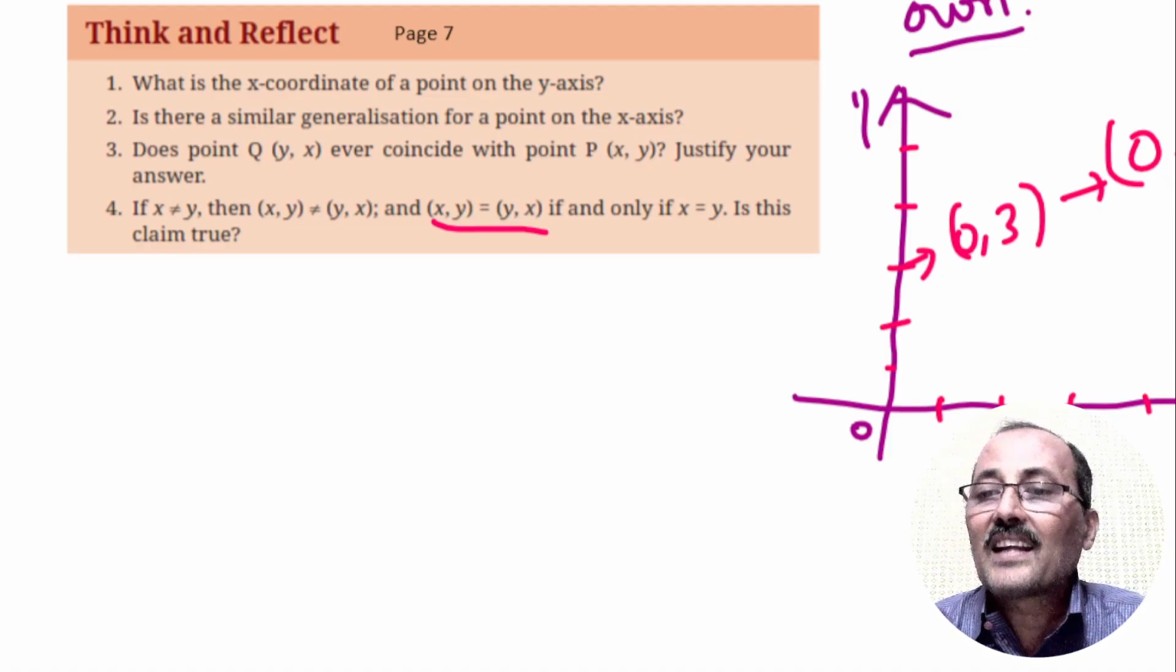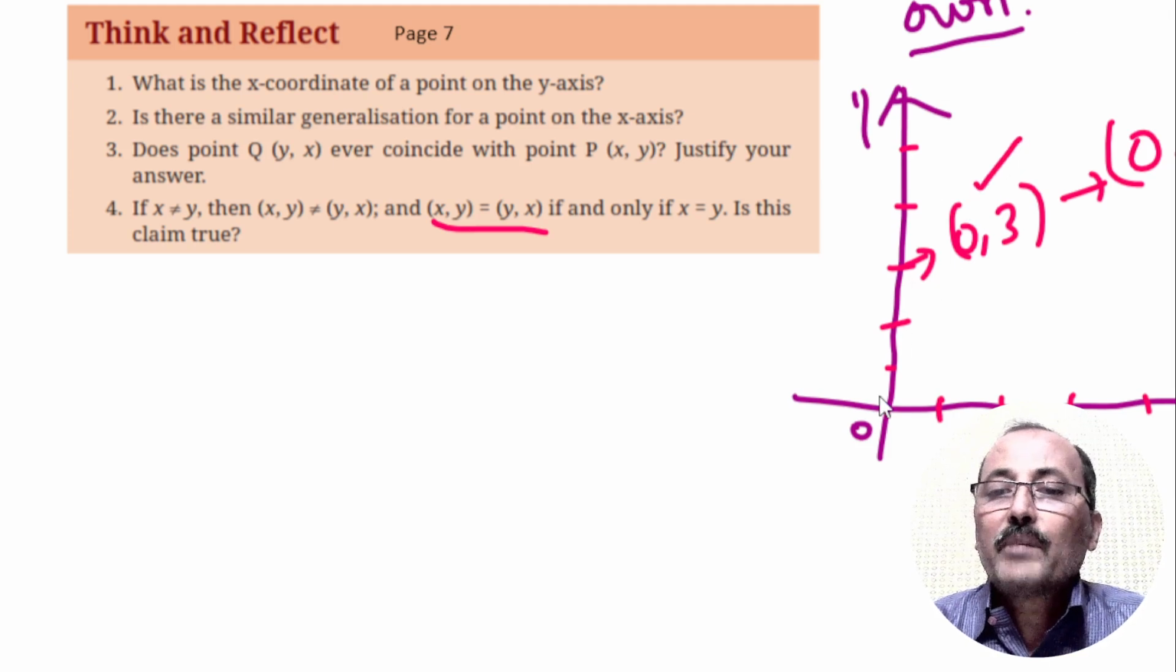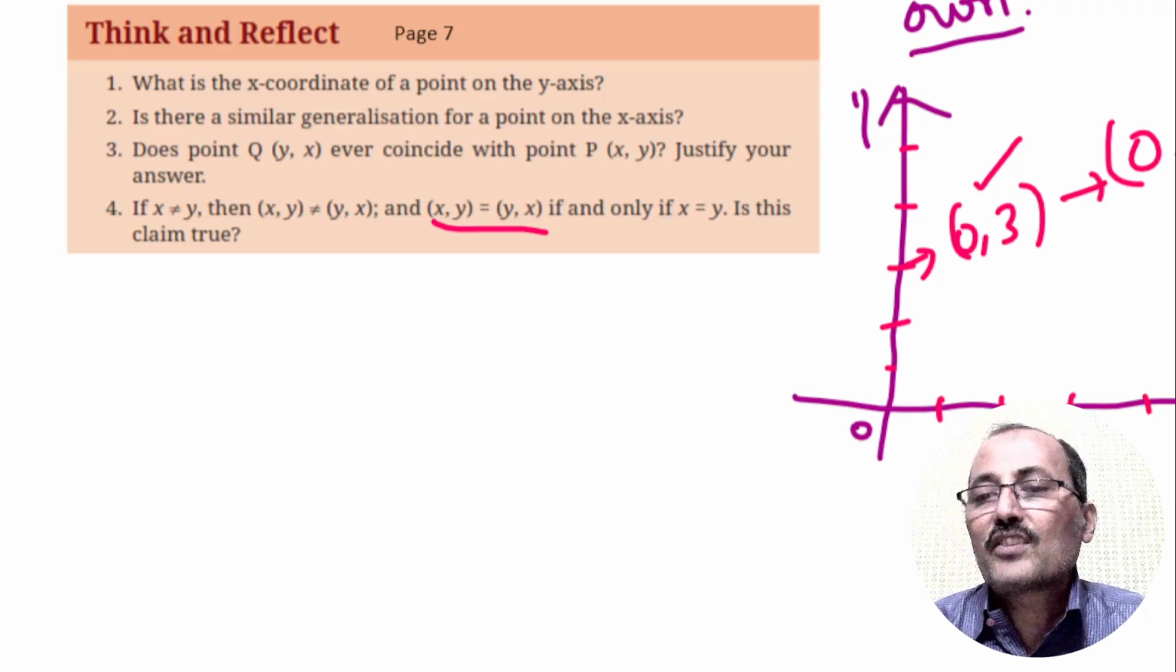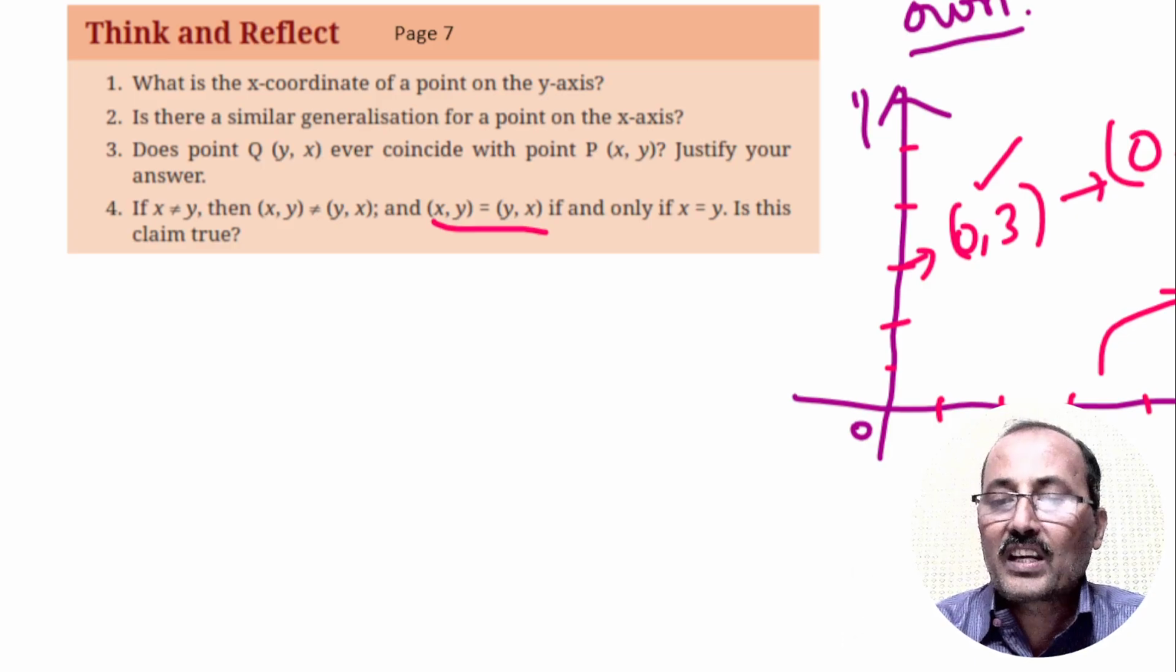This is called generalization. This is a particular point, 3. Because 1 to 3 is 3 units, therefore (0, 3). Here 5 means (0, 5). In general, you will write it as (0, y). Likewise, for this point or any point on this axis, you will write (x, 0). Yes, this is the generalization.